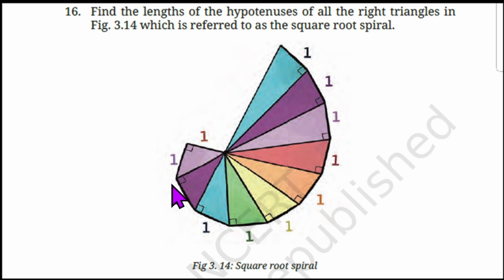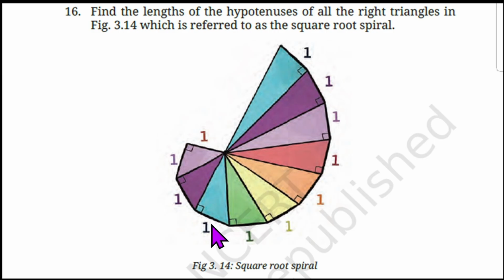Apply the Pythagoras theorem. Supposing I take this triangle as ABC, then a square plus b square is equal to c square. So 1 square is 1 and b square is 1. 1 plus 1 is 2, square root of 2. So this hypotenuse is square root of 2. Now if I have to find this hypotenuse, then this is square root 2 square plus 1 square. Root 2 square is 2, 1 square is 1, 2 plus 1 is 3, this is square root 3.